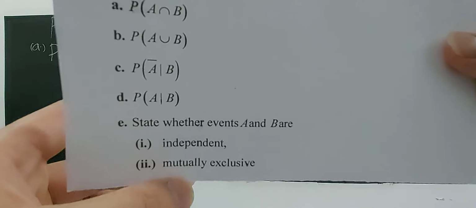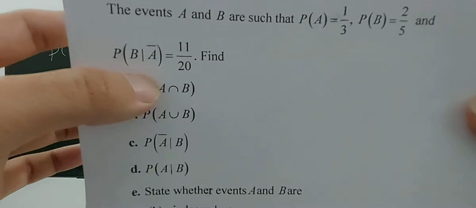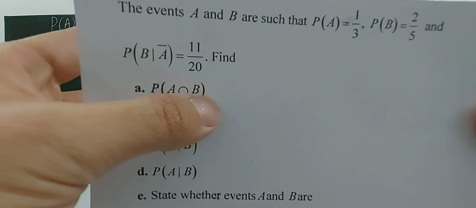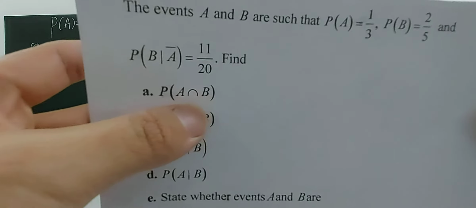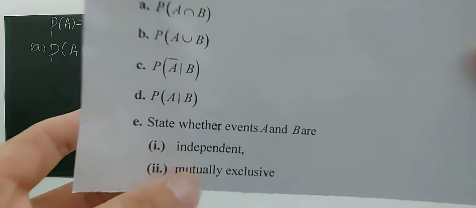State whether events A and B are mutually exclusive. But I know the result already. Because the probability of A intersect B is 1 over 30. It's not 0. This probability is not 0, which means that events A and B are not mutually exclusive.